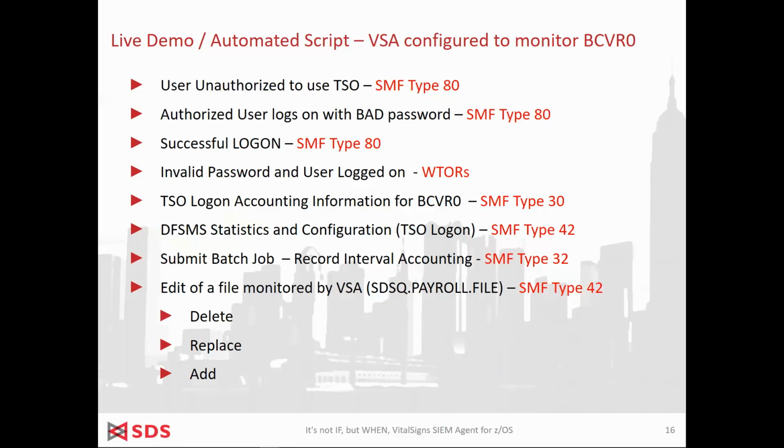So firstly, the user is going to try to log on with an invalid user ID. That will generate an SMF type 80. Then the user logs on with a bad password, which will also generate an SMF type 80, and then a successful logon. During that time, there are some write-to-operator messages that will get kicked out. The invalid password and user logged on messages will be kicked out, and those will also be sent to the SIM. There's a bunch of SMF 30 events kicked out, also type 42s, some configuration and TFSM stats.